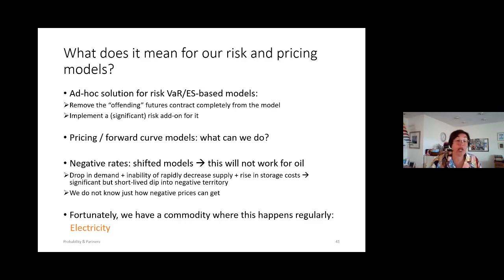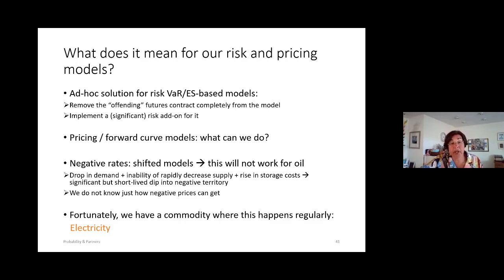Of course, we have an asset which has been negative for a long time, and that is interest rates, where shifted models, shifted LIBOR and so on, are now routinely used. However, this solution will not work for oil. And I know that companies just jumped up and started shifting their models towards this minus 40 dollars per barrel. However, this, I claim, is not the right solution.